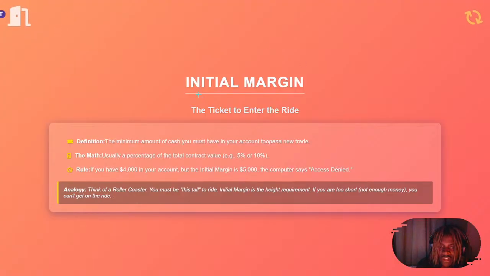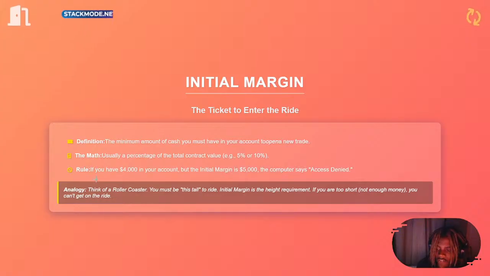So, initial margin: the ticket to enter the ride. Initial margin is going to be really important. It's the minimum amount of cash that you must have in your account to open a new trade. The math involved: it's usually a percentage of the total contract value, for example 5% or 10%.